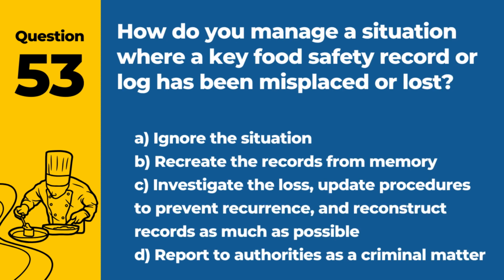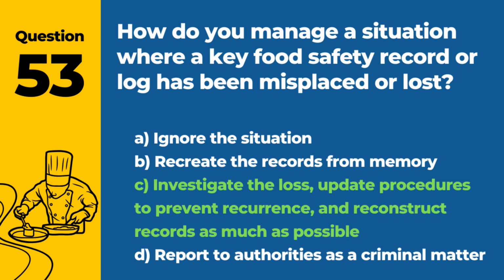Question 53. How do you manage a situation where a key food safety record or log has been misplaced or lost? A. Ignore the situation. B. Recreate the records from memory. C. Investigate the loss, update procedures to prevent recurrence, and reconstruct records as much as possible. D. Report to authorities as a criminal matter.